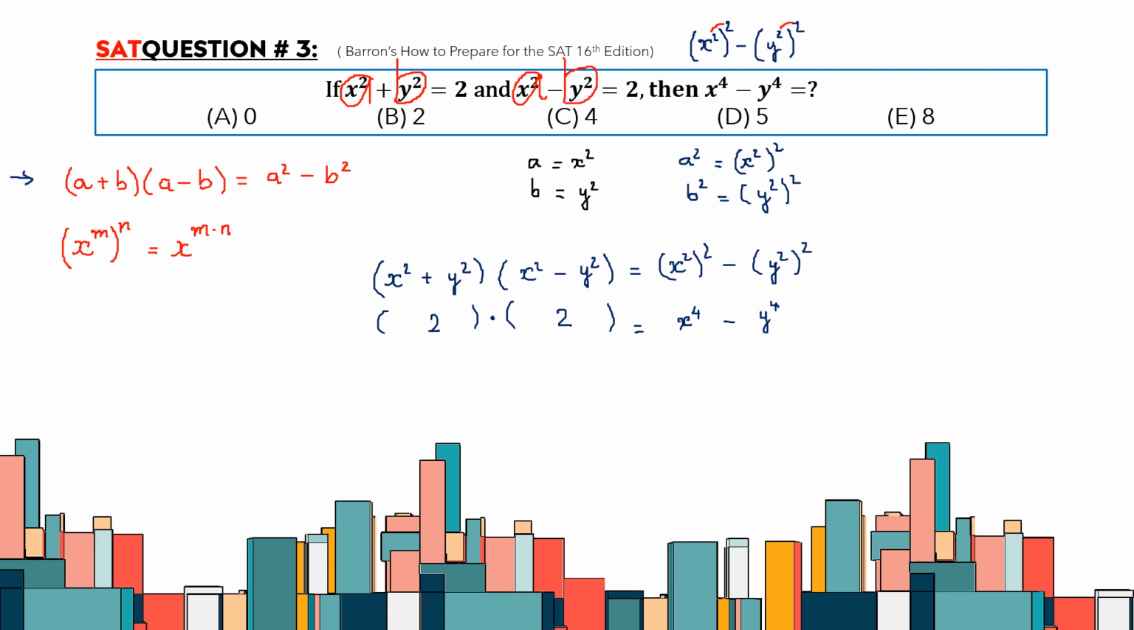Then to answer the question, x to the power of 4 minus y to the power of 4 is equal to 2 times 2, which is 4. So the right answer is C.